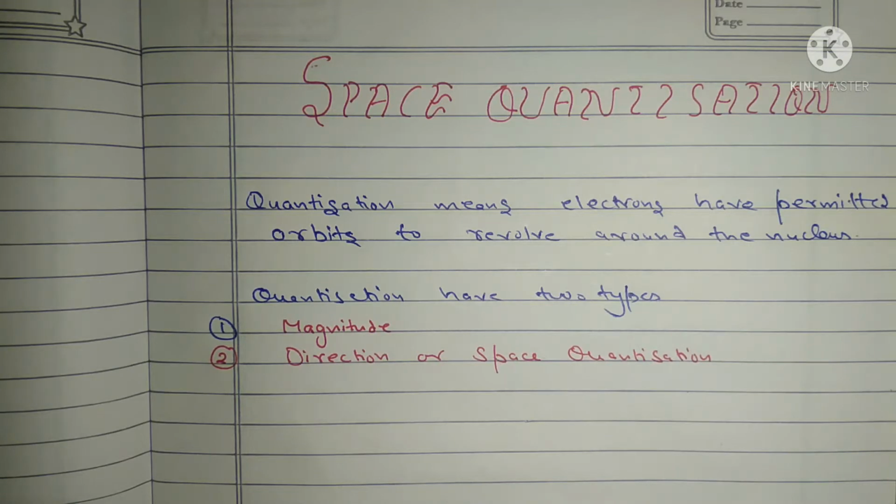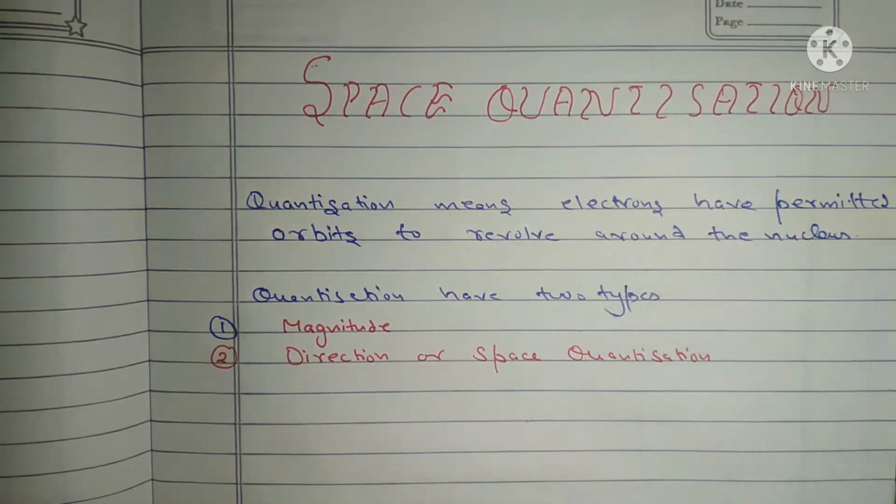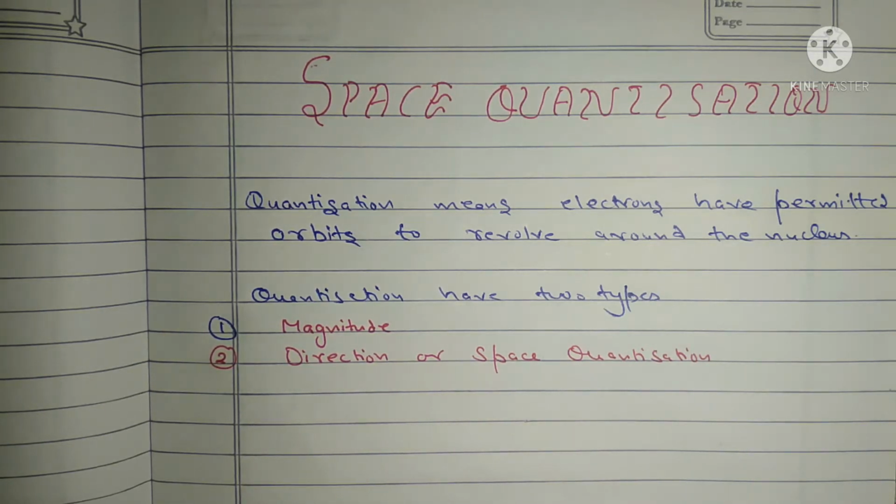Today we have to discuss space quantization. As we know, quantization means electrons have permitted orbits to revolve around the nucleus. That means they are restricted to specific orientations in revolving around the nucleus. Now, quantization has two types: the magnitude and the direction of space quantization. In this video we deal with space quantization.